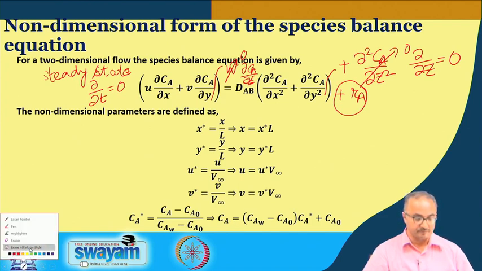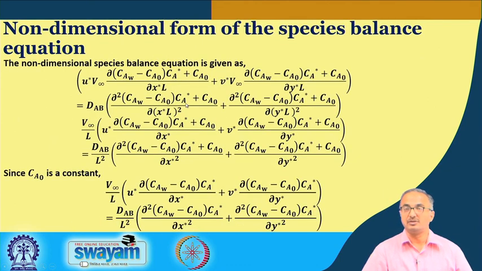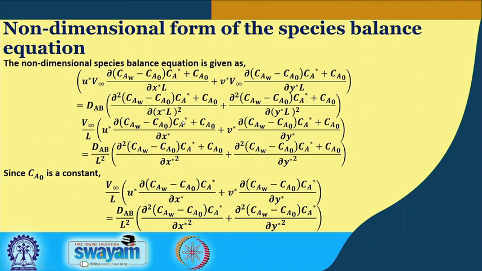With all these transformations, we put all these non-dimensional numbers in the given equation and do the mathematical manipulations. You can do this very easily, and you take out the diffusivity term outside. We are assuming that D A B is constant. This is D A B, the diffusivity, and we are assuming it to be constant.